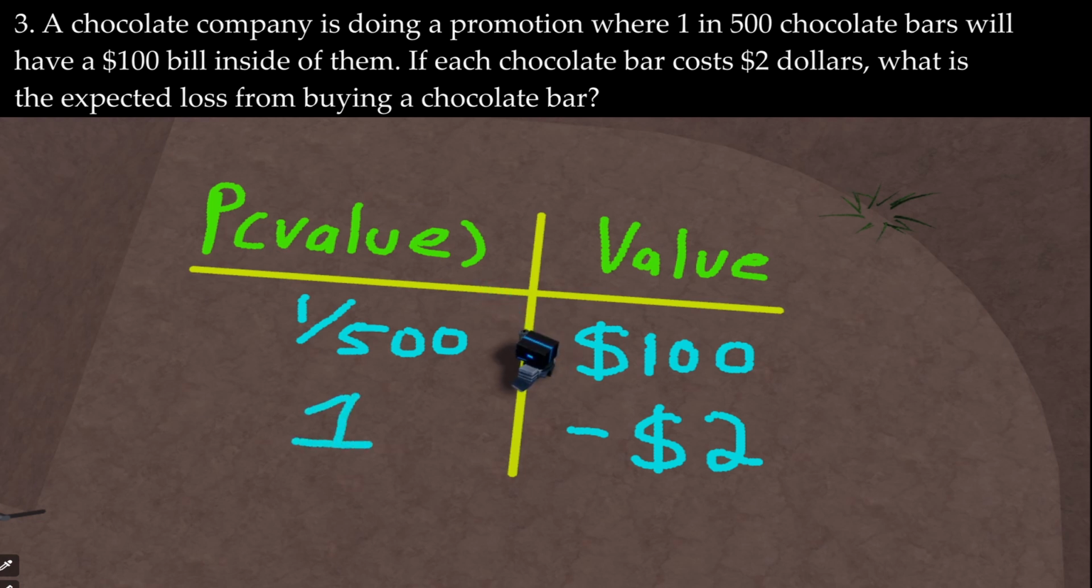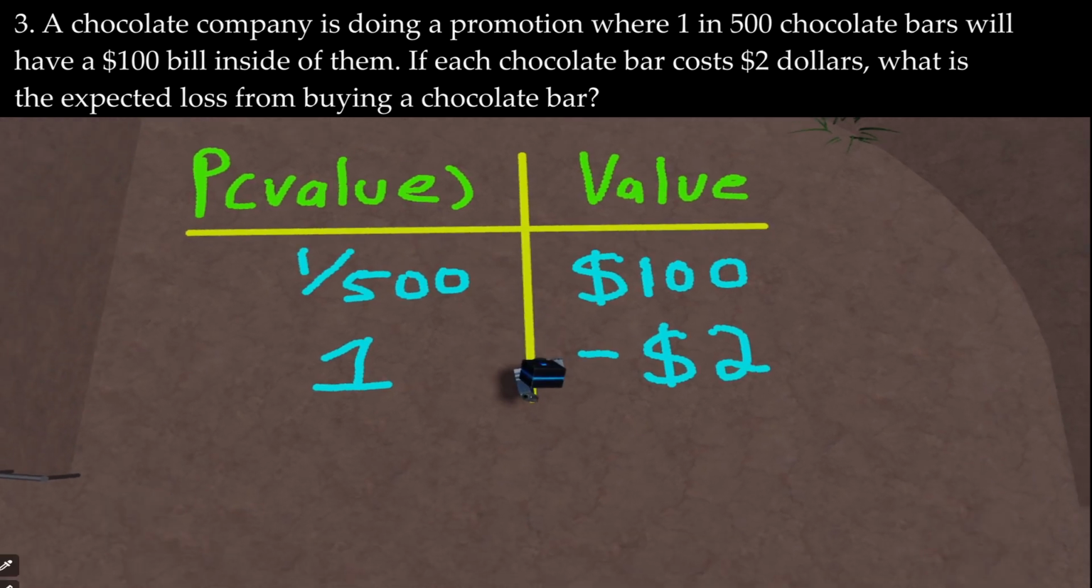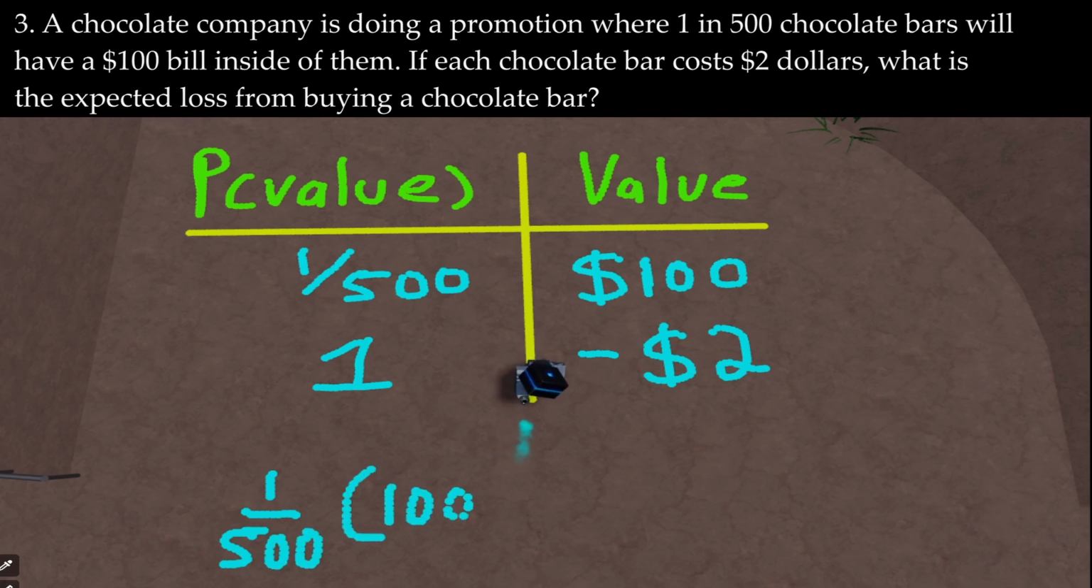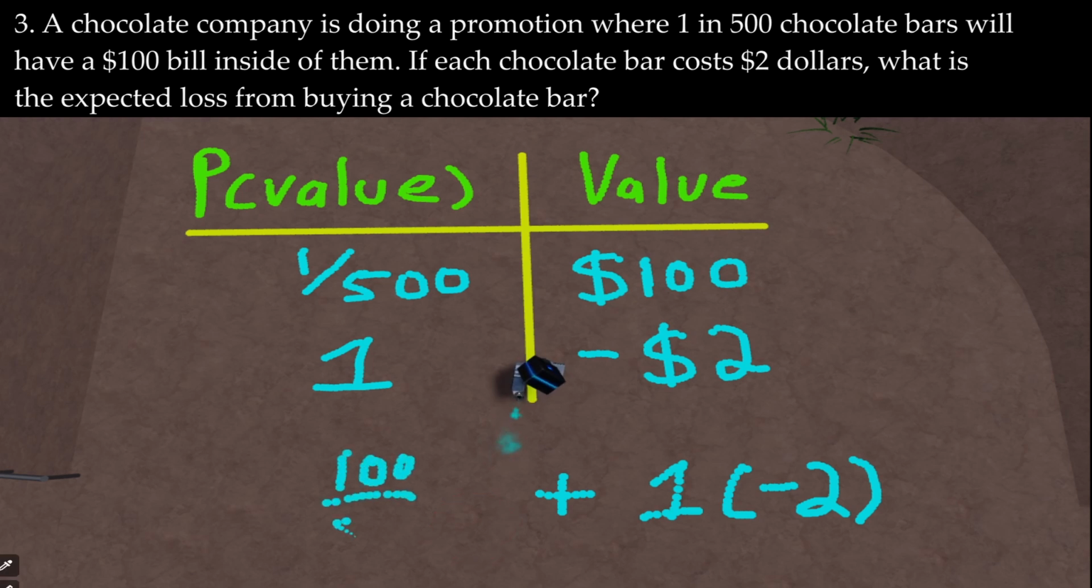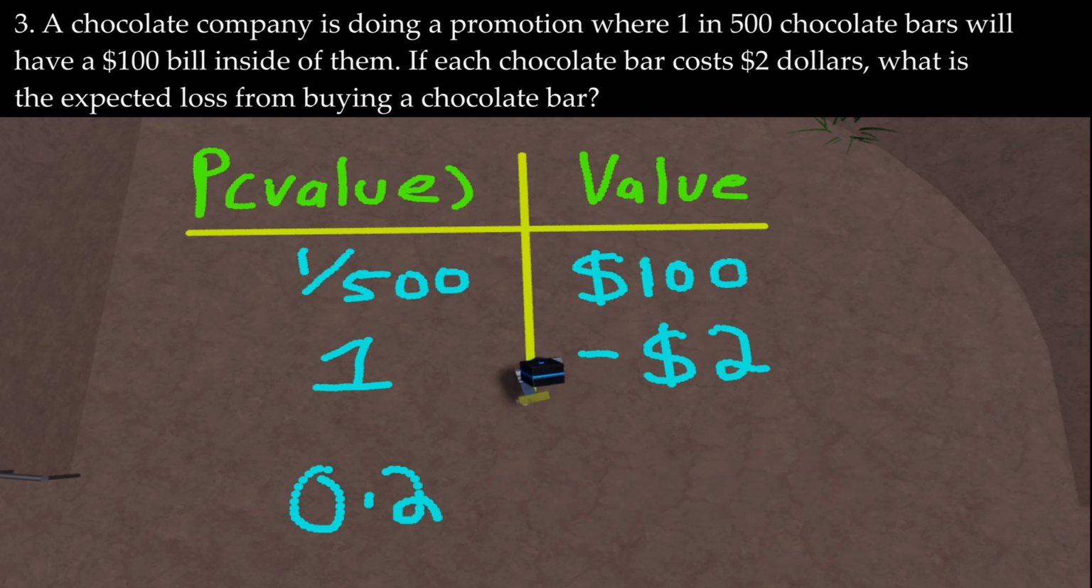And now all you need to do is multiply the values by the probabilities and then add them up. So let's do this here. First we have 1 over 500 times $100. And then we add that to 1 times minus $2, because you're going to lose $2 every time you buy a chocolate bar. Now we just compute this. 1 over 500 times 100, let me rewrite this as 100 over 500. And therefore, that's just 1/5. And 1/5 is just 0.2. And then 1 times -2 is obviously just -2.